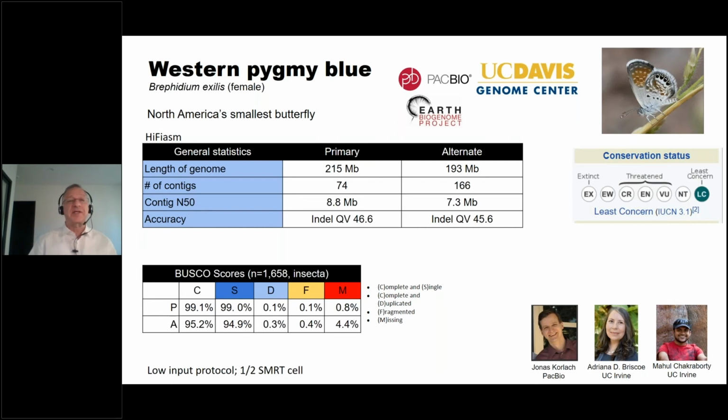And all of this is done at a cost that we could barely even conceive of just 3 or 4 years ago. And I do want to congratulate PacBio on the tremendous advances in bringing high accuracy long read technology to the genomics community. It has certainly been a real game changer. So the first species I'm going to talk about is the Western pygmy blue butterfly.